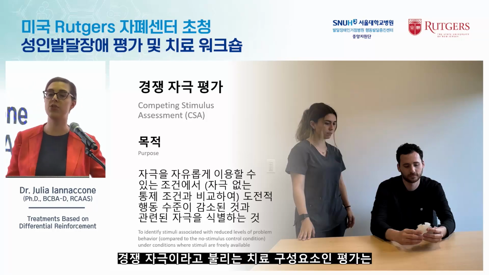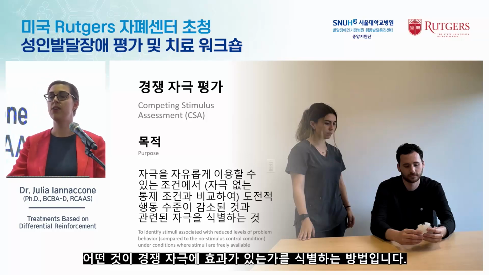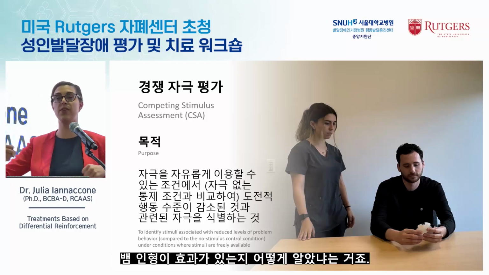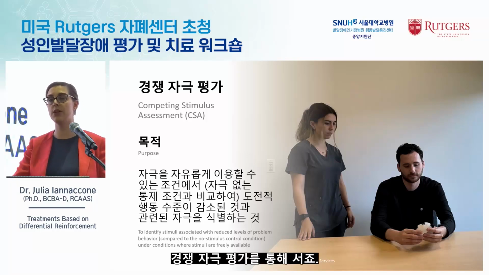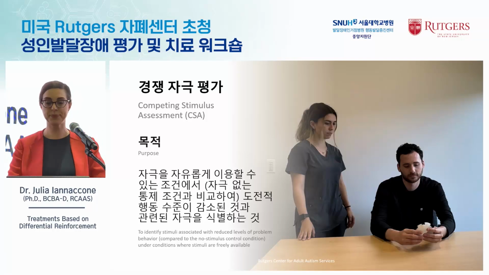So the treatment component is just called competing stimulus. The assessment is how do we identify those items. So how did Sungwoo's team know that the snakes would work or whatever other stuffed animals that she had? How did they know they would work? They did a competing stimulus assessment. So that's the purpose of this.